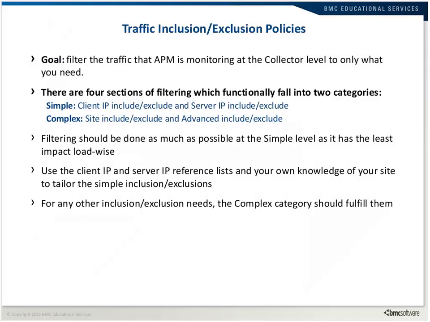If it's super complex, we'll take it offline maybe later, okay? So the inclusion-exclusion policies, that's how we basically tell the system, this is the traffic I want, and that's the traffic I don't, right? There are 4 sections, and those fall into 2 overall categories, and it's pretty simple. Well, we have simple and complex, right?